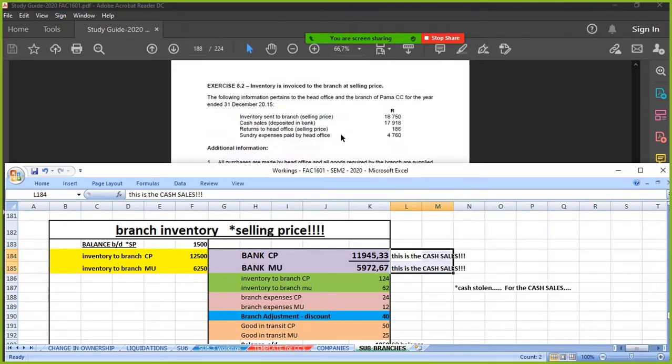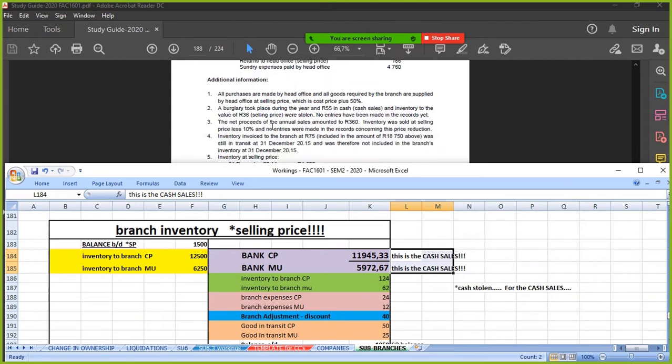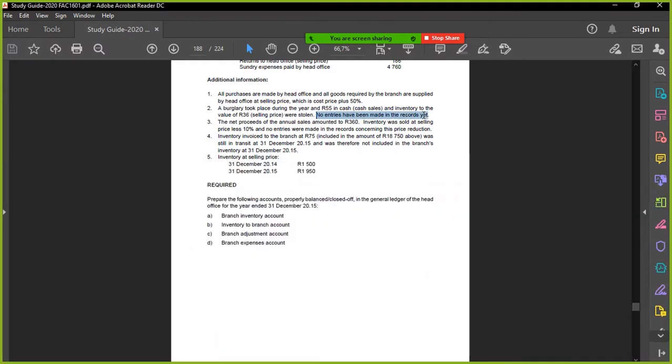If you go back and you look at their working here, they tell us that a burglary took place during the year and 55 Rand in cash, cash sales, and inventory to the value of that were stolen. Oh, okay. Maybe this is why they've included it. They said no entries had been made in the records. So does that mean we have to record the sales of 55 and then record the stolen sales? Because then you would have to include it.